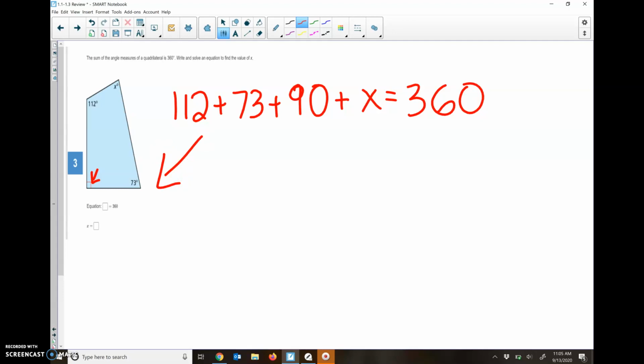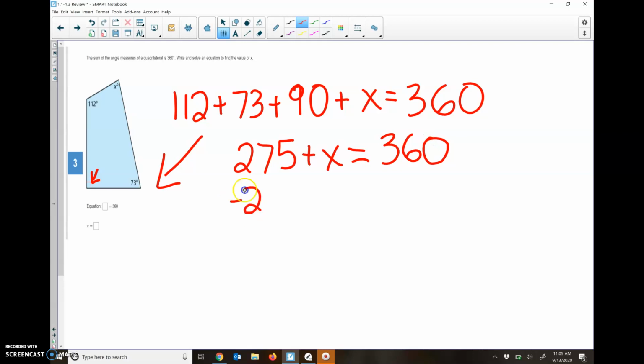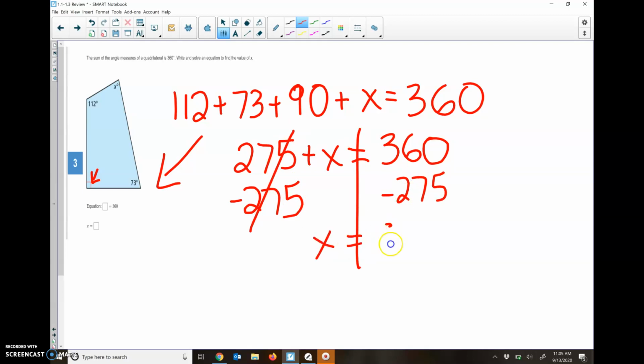Okay, and then we got to do some math to figure out what these are. So I have 112 plus 73 plus 90 equals 275, plus x equals 360. Then I got 360 minus 275 from each side. So I got x equals 85. So I'll put that 85 right there.